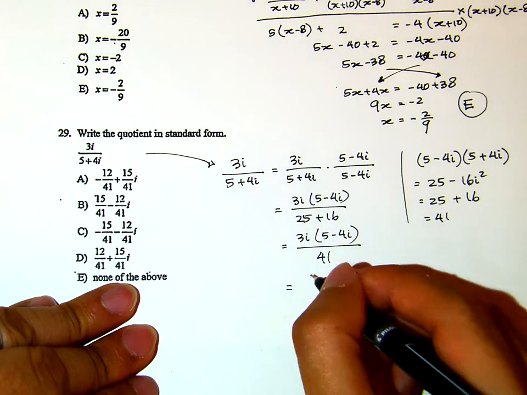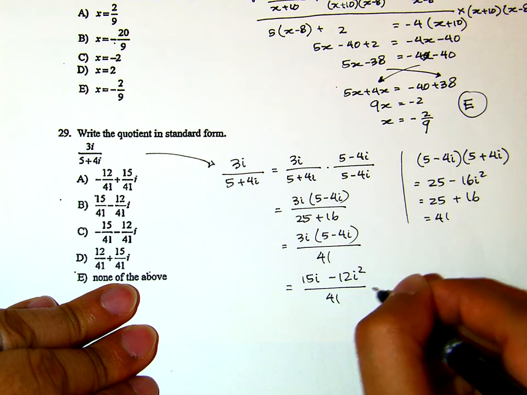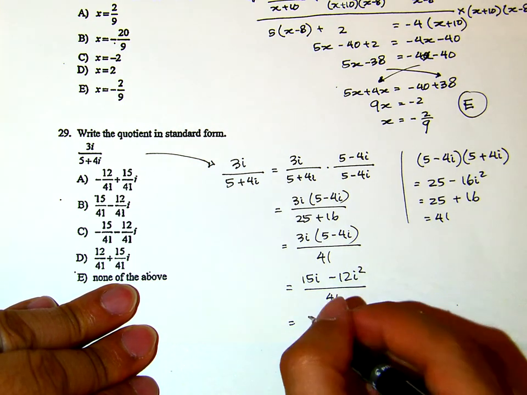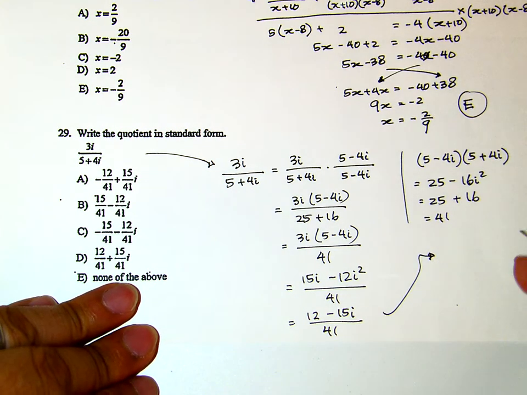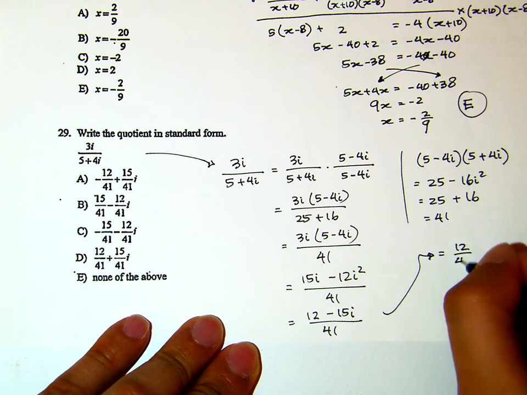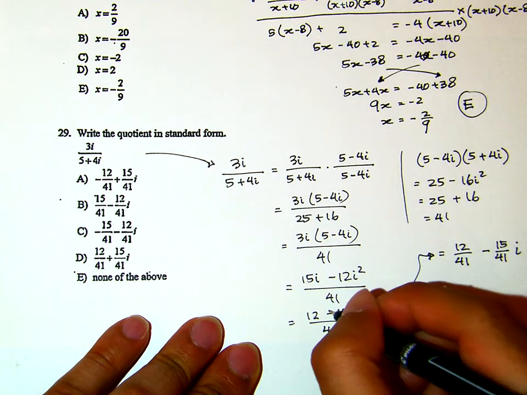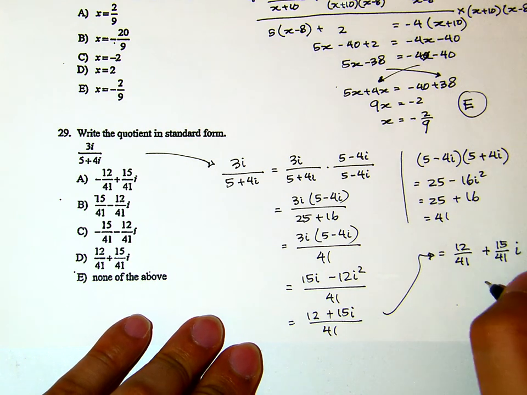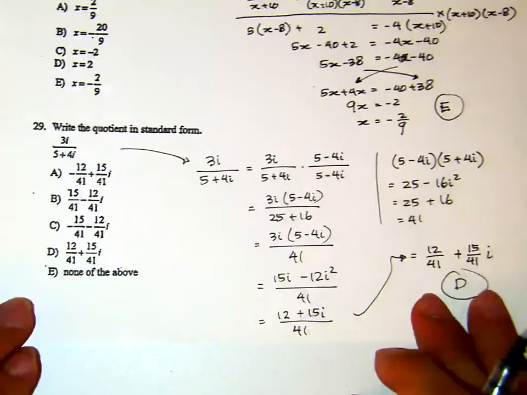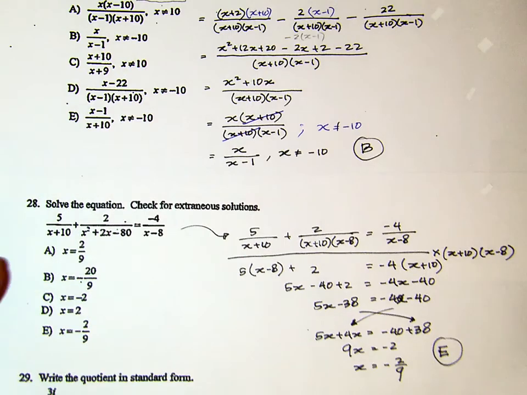Now from there I will distribute the 3i. I get 15i minus 12i squared over 41, but 12i squared is negative 12, so minus negative 12 is 12 + 15i over 41, which if I write it in standard form, will be 12/41 + 15/41 i. Hold on, it's supposed to be plus here, yes, because the 15i is positive. From here we see that the answer is D. Again, this is for the Fall 2008 Math 125 Department Final, numbers 27, 28, and 29.